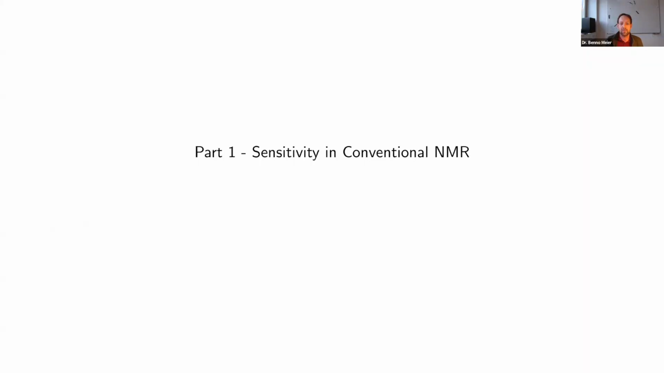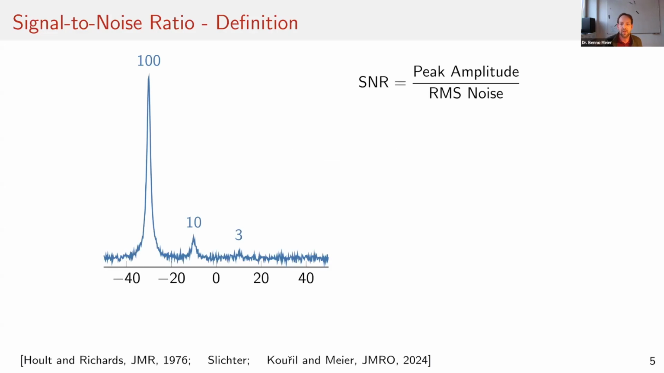Okay, so part one is sensitivity in conventional NMR, and with sensitivity, what we mean typically is signal to noise. And so the question is, what is the signal to noise ratio? As I said, there's next to nothing new in this talk, and you can read about the signal to noise ratio. There's this classic paper by Holt and Richards, and we'll get back to that during this talk. There's also the classic textbook by Slichter. And all we have done recently is we've extended this work to the frequency domain. And that's actually where the signal to noise ratio is usually taken.